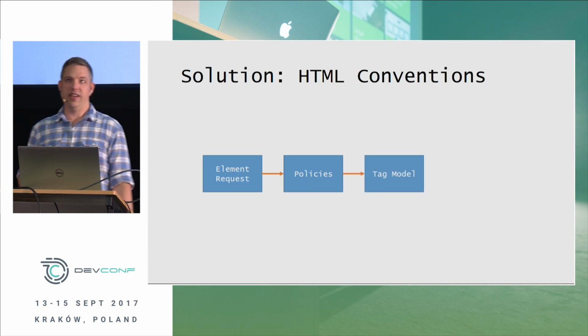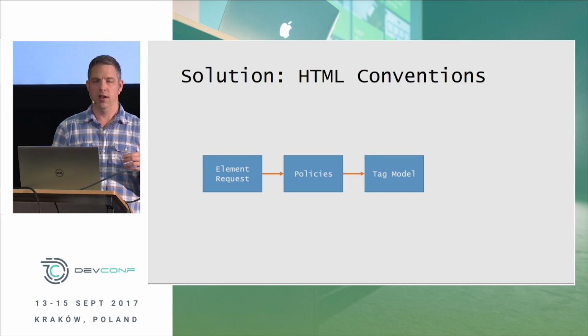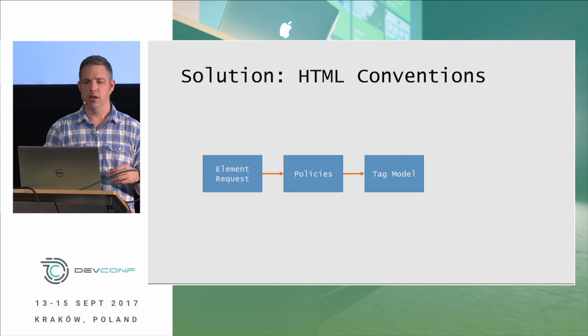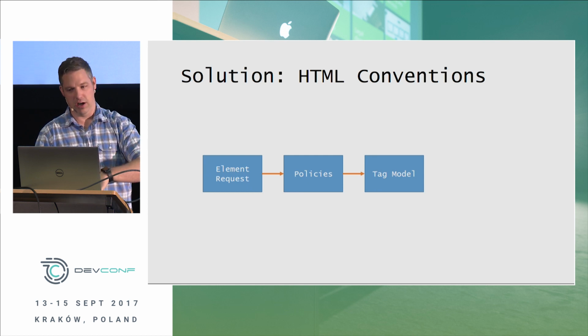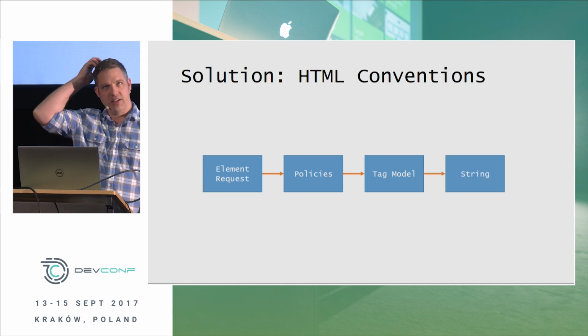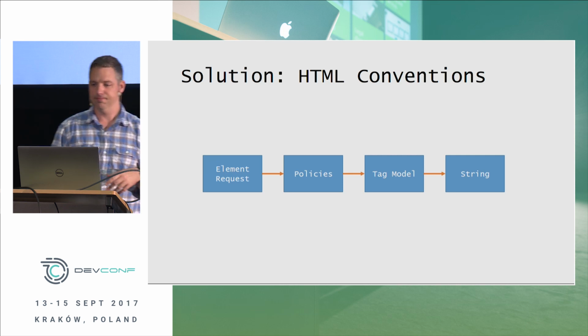This gets pushed out to a tag model, and this is one of the other differences between HTML tag helpers and MVC core, and the other stuff in old MVC as well. This is an object model as opposed to a series of strings that you have to concatenate together. So I can more easily manipulate an object versus dealing with string junk. The final step is, of course, I have to put a string on a page. So yes, there is that final string.